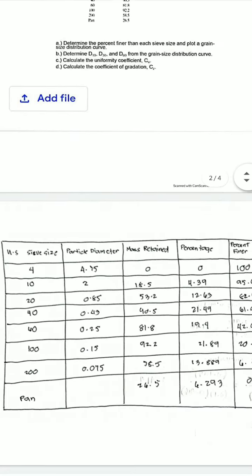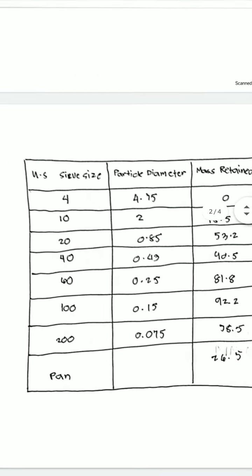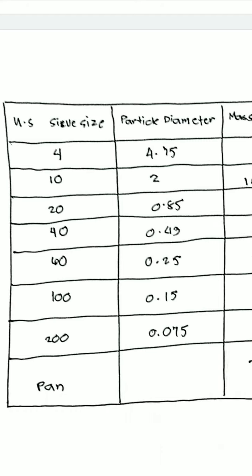So next, this table represents the result of the sieve analysis. This US sieve size number has a corresponding particle diameter. So at US sieve size number 4, it is 4.75. At 10 is 2, 20 is 0.85, 40 is 0.43, 60 is 0.25, 100 is 0.15, and 200 is 0.075.